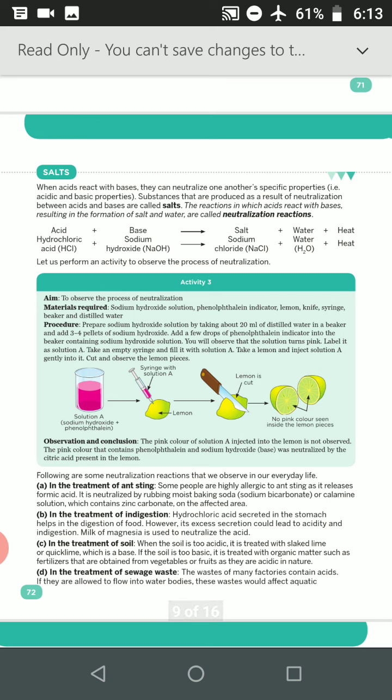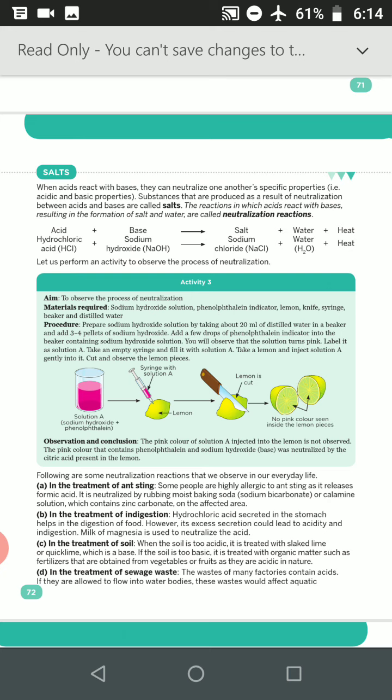Activity. Materials required: sodium hydroxide, phenolphthalein indicator, lemon, a knife, a syringe, a beaker, and distilled water. Prepare a solution of sodium hydroxide by taking 20 ml of distilled water in a beaker and adding 3 to 4 pellets of sodium hydroxide. Now add a few drops of phenolphthalein indicator. Okay, we have taken solution A. See the first diagram, solution A, that is sodium hydroxide plus phenolphthalein indicator.